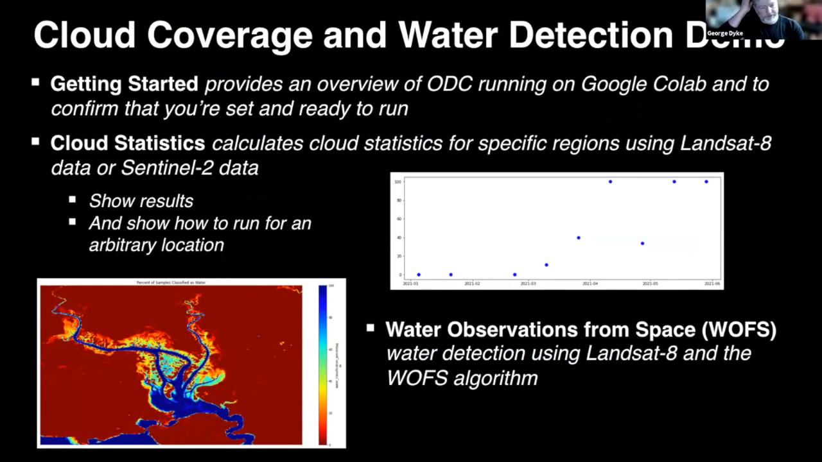What we're going to do is run you through a getting started notebook and the page, and then talk a little bit about a simple application that does cloud statistics using Landsat 8. We'll try and show you running in an arbitrary location in the world, although to appease the patrons of live demos, I've also preloaded some notebooks just in case that doesn't work. And then we'll also talk about another application, water observations from space.